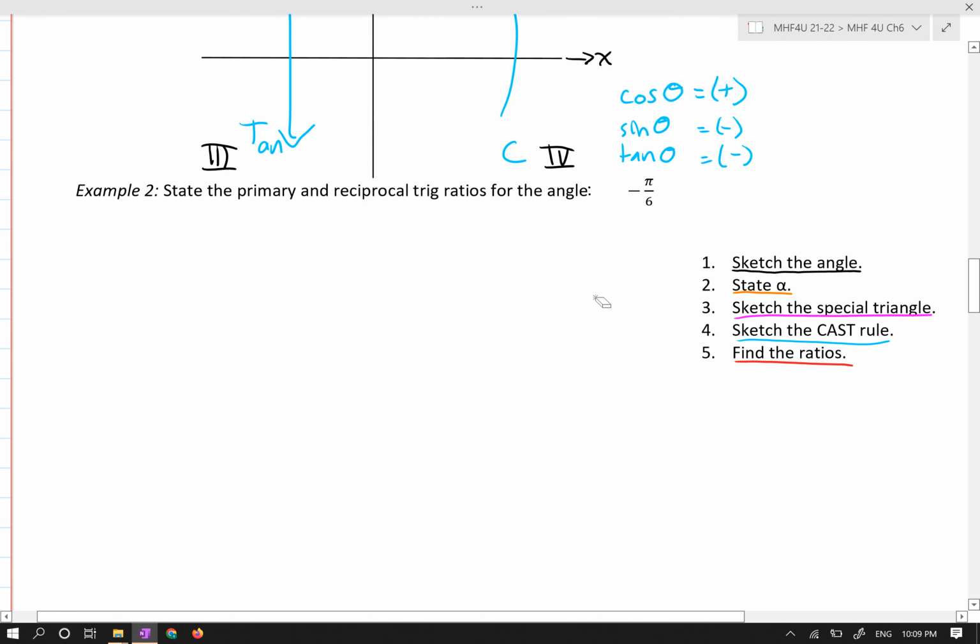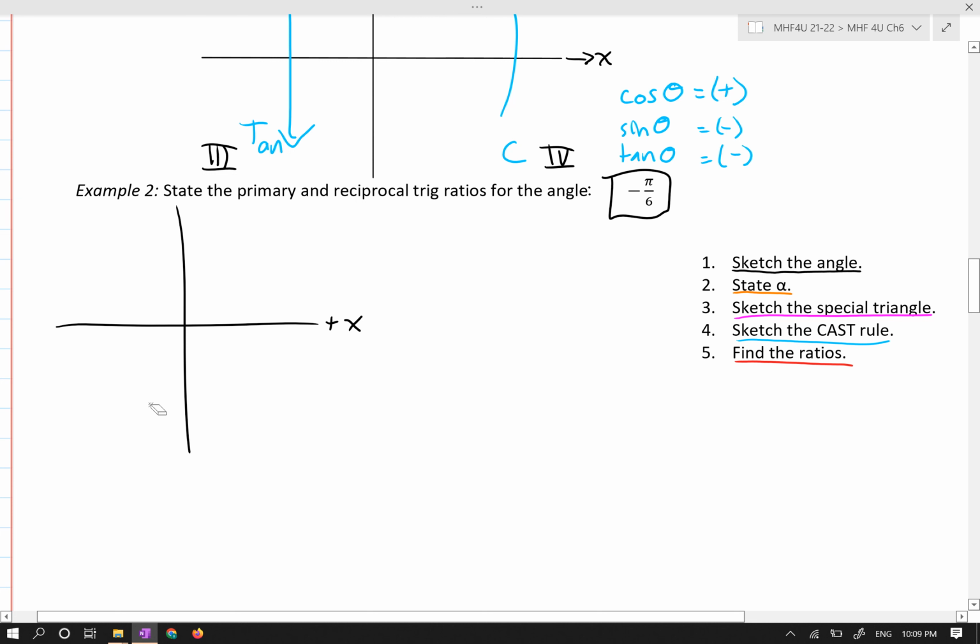So we'll start off. Number 1, we want to sketch the angle. Well, we know how to sketch the angle. We sketch this angle in standard position. That means we want this in a counterclockwise direction measured from the positive x-axis. Great, except this angle is negative. So if it's negative, that means we measure it in a clockwise direction from, again, the positive x-axis.